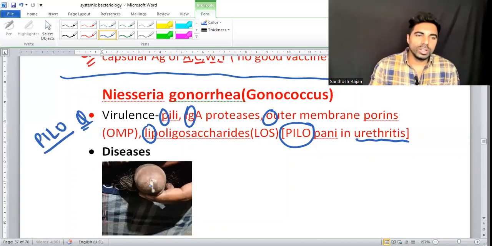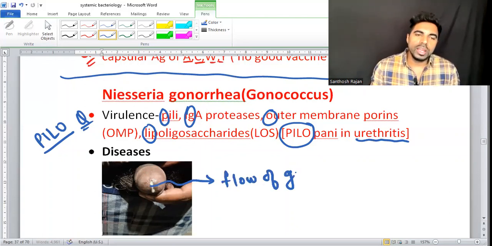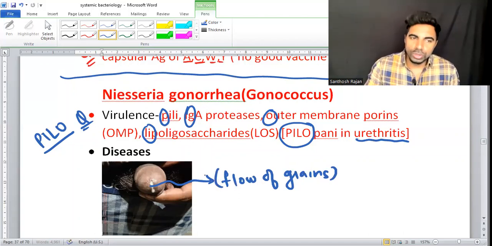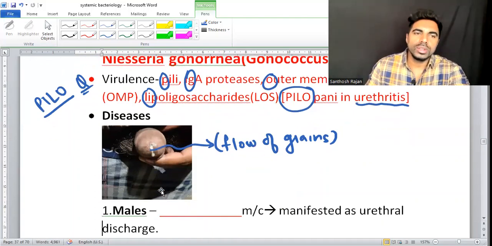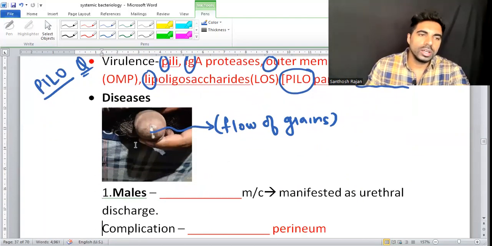Now the disease. This is the one. What do you call it? Flow of grains. Usually it manifests in males with gonococcus. Females can be carriers also, but usually it's manifested in males like this, with a very painful pus discharge from the urethra, at the tip of the penis. Okay.